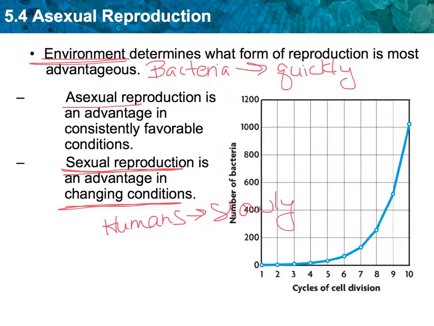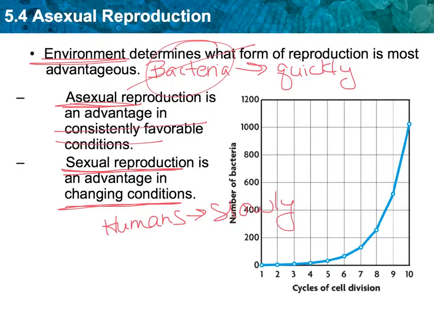Here are some disadvantages, however. The disadvantage for bacteria is that if their environment changes, so something happens and we don't have any more favorable conditions, those bacteria are going to die off very quickly. And because they're genetically identical, it's going to kill off all of them.